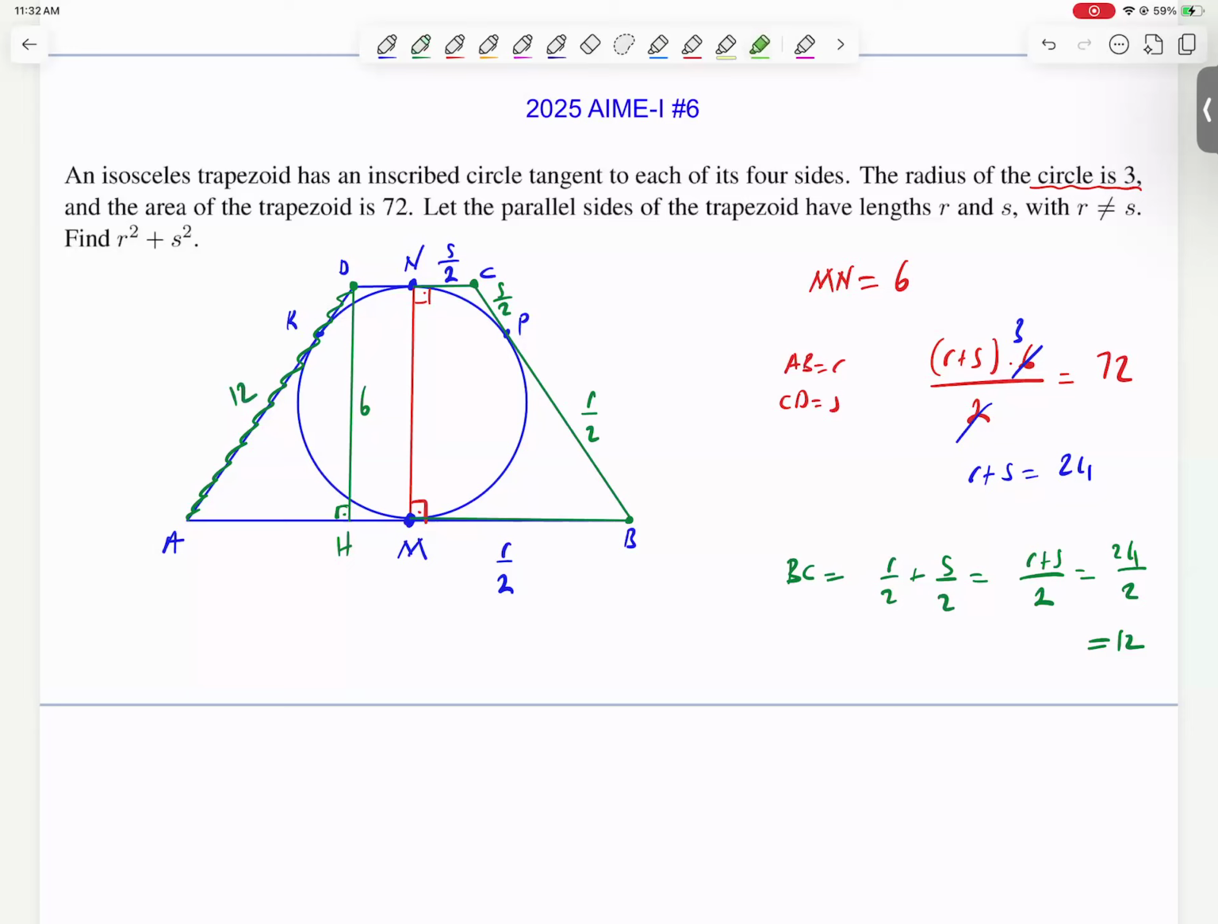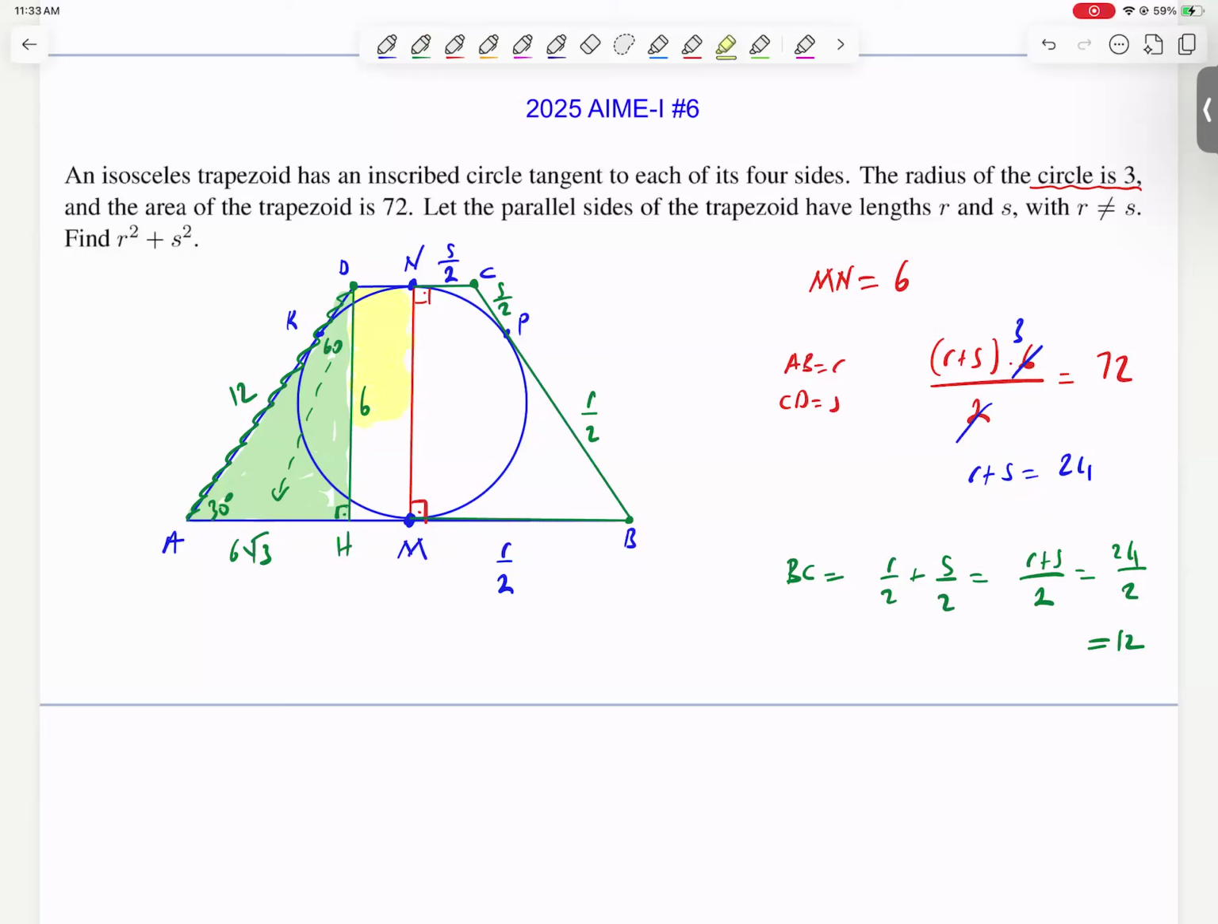We have here a right triangle, and the hypotenuse is twice as much as the leg, so we have a special right triangle here, a 30-60-90 degree triangle. This angle has to be 30, this angle is 60, and the side opposite the 60 degree angle is the short leg times root 3. AH is equal to 6 root 3.